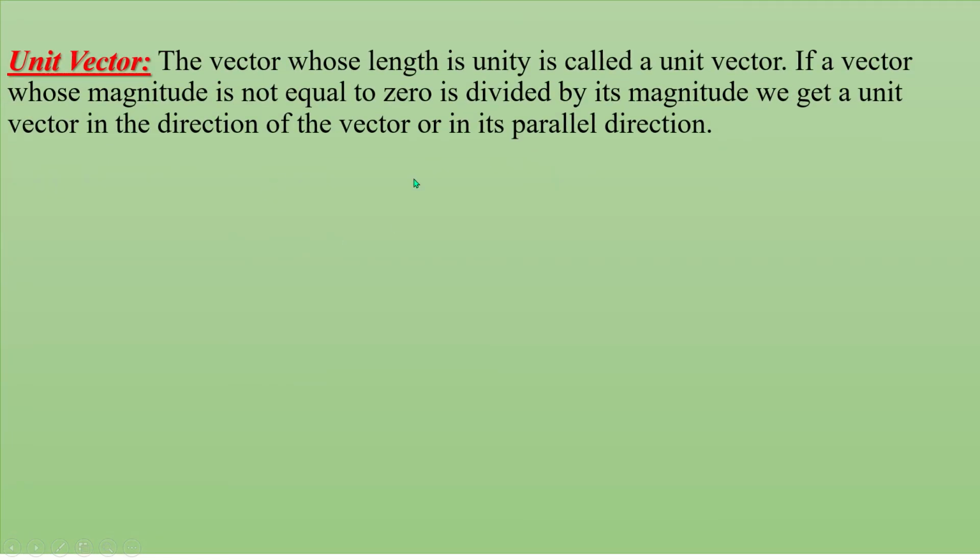Unit vector. The vector whose length is one unit is called a unit vector. If a vector whose magnitude is not equal to 0 is divided by its magnitude, we get a unit vector in the direction of the vector, or in its parallel direction. That means the direction of the unit vector will be the direction of the given vector, or in its parallel direction.